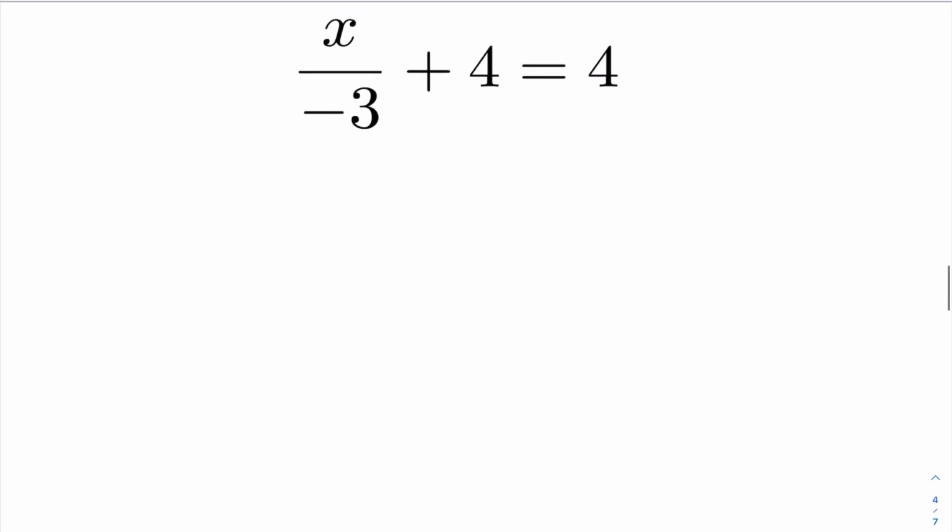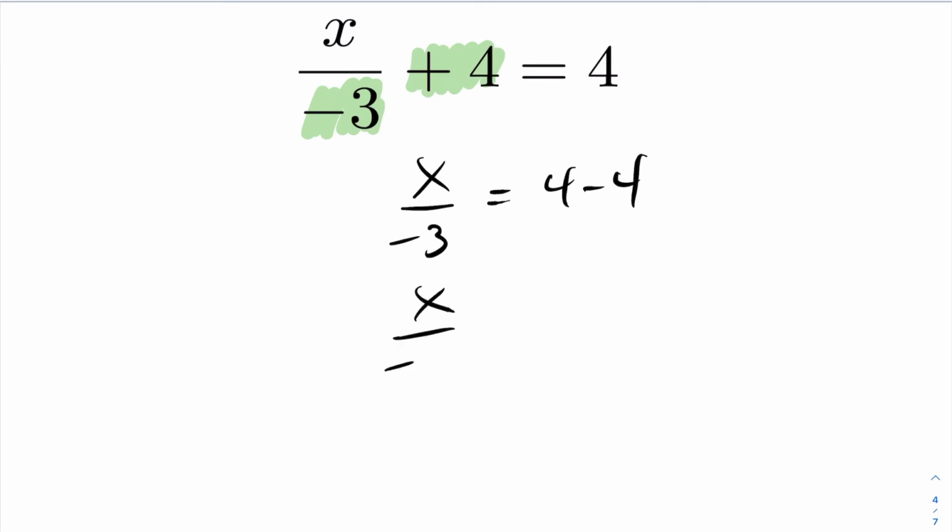For the next example here, same idea. We want to get rid of the minus 3 and the positive 4. We're going to get rid of the positive 4 first, as that's not connected to the variable, so we're going to have to subtract 4 on both sides, giving us x divided by negative 3 is 4 minus 4. Simplifying, we get x divided by negative 3 is 0.